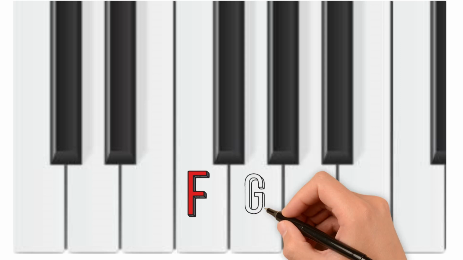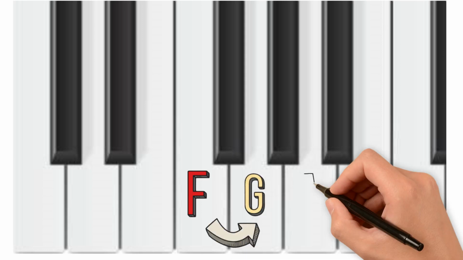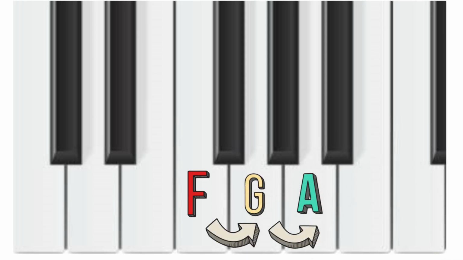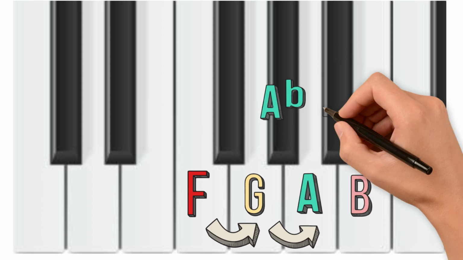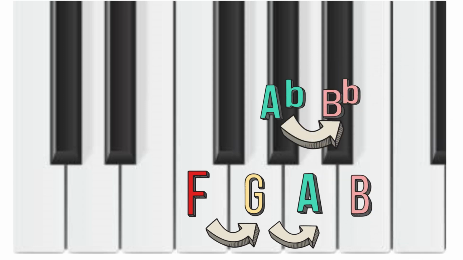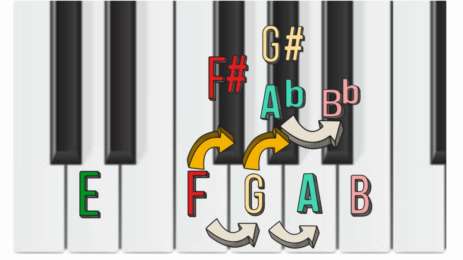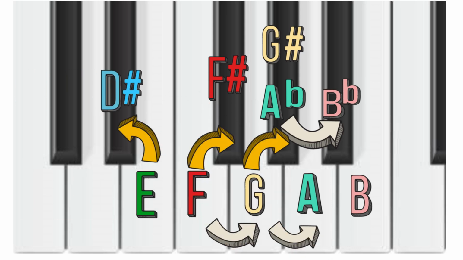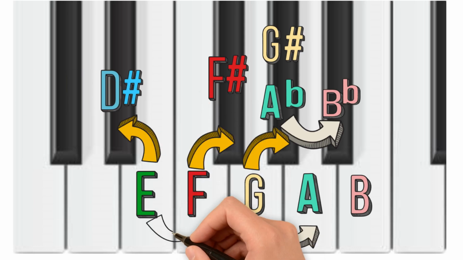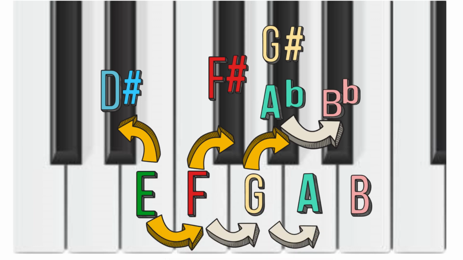F to G is a whole step. G to A is a whole step. A flat to B flat is a whole step. When you move from a white key to the nearest black key, it's a half step. For example, F to F sharp, G to G sharp, E to D sharp. Notice that there are no black keys between E and F or between B and C. These 2 pairs are half steps.